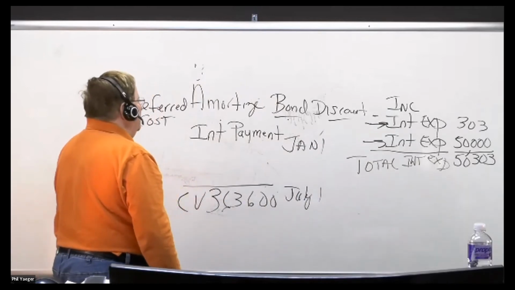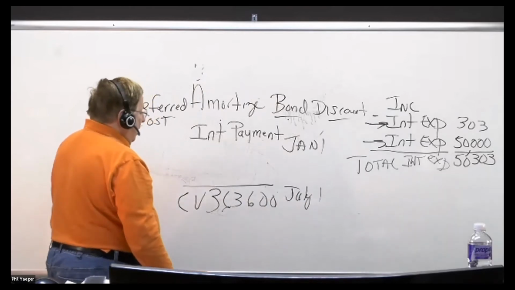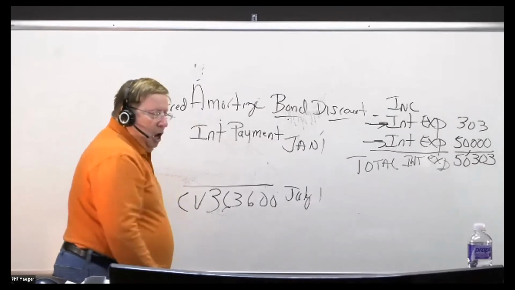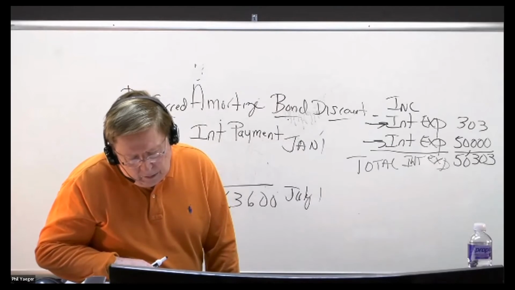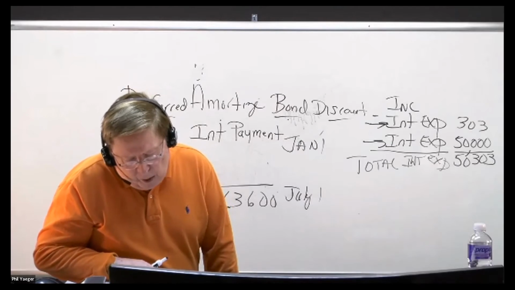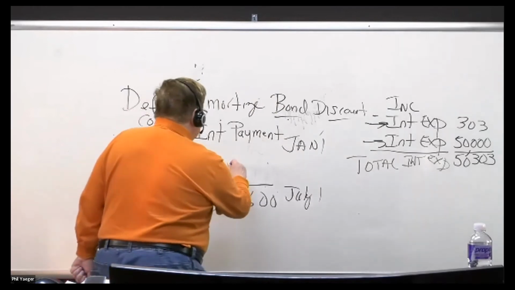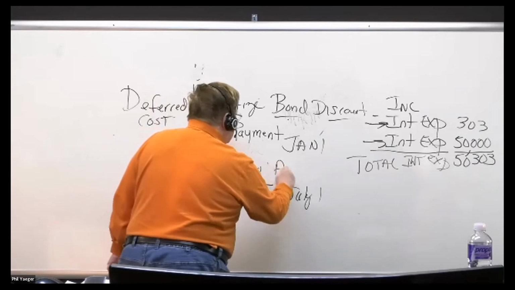First of all, they issued it at what? A discount? Yes. How much was the discount? What's the total discount? They amortized a bond discount of 3,600, right? Isn't this the amortization of the discount? Yes or no? Yes.